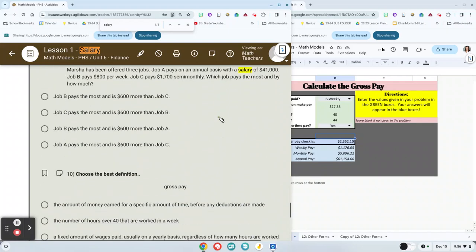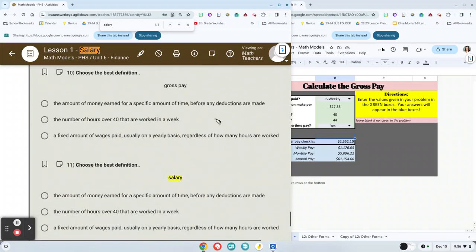Okay, you guys are going to continue on. Oh, look, number 10, gross pay. It's a vocabulary word. So you're going to use Control F and you're going to search gross, and you're going to go up and find everywhere it's highlighted. Okay, I hope this helps. If you need further assistance, please go see your Math Models teacher in their classroom for help.